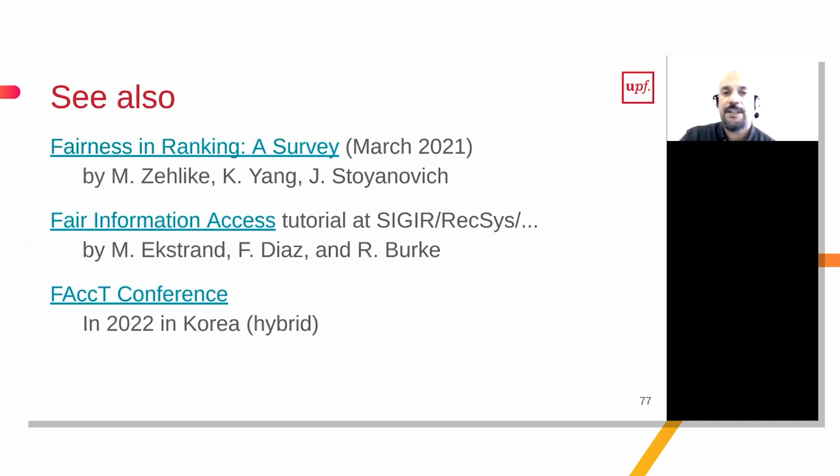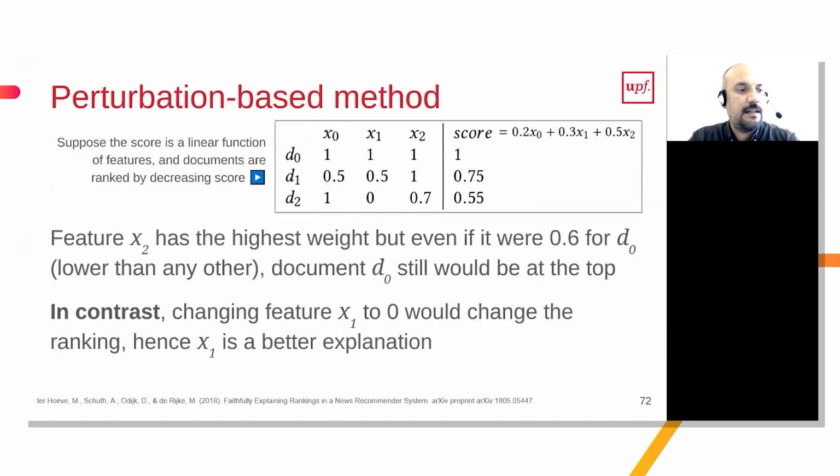In the slides that I have shared with you, there are also links to a recent survey by Meike Zehlike. She's a PhD student of mine, and she had this survey published in March 2021. There is a great tutorial by Michael Ekstrand and collaborators on fair information access. And in 2022, there will be a conference in Korea on fairness, accountability, and transparency. With that, I will take your questions.